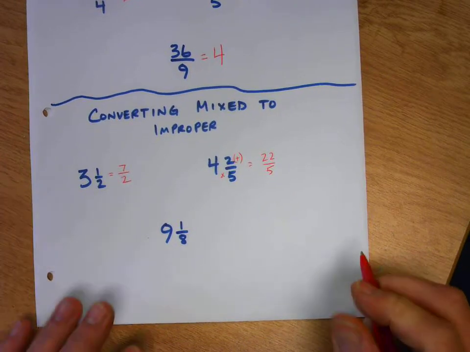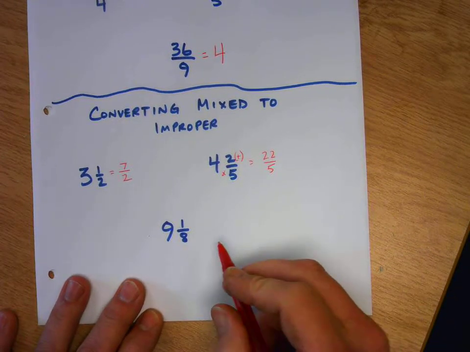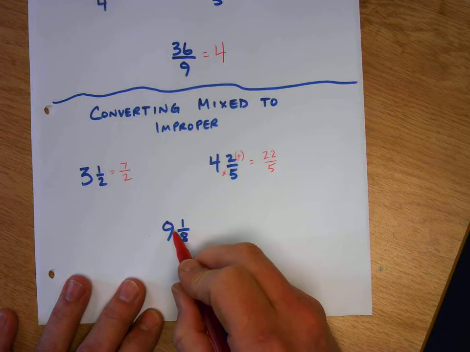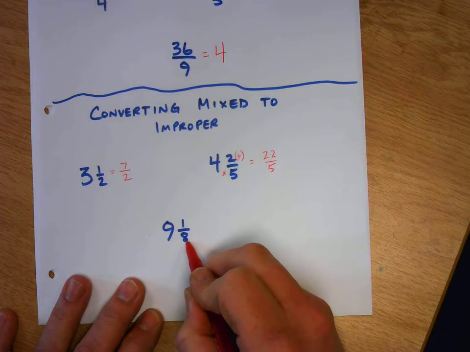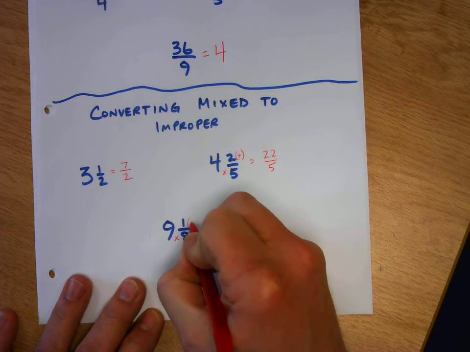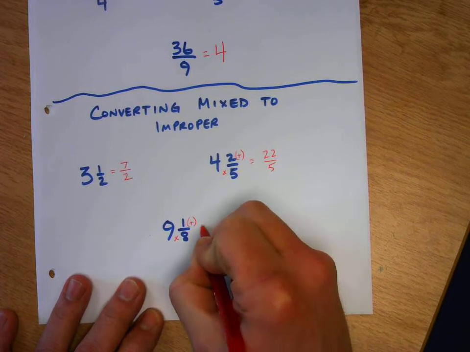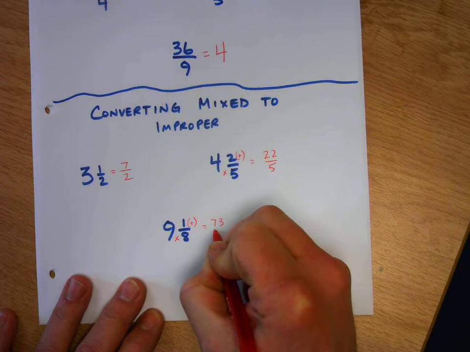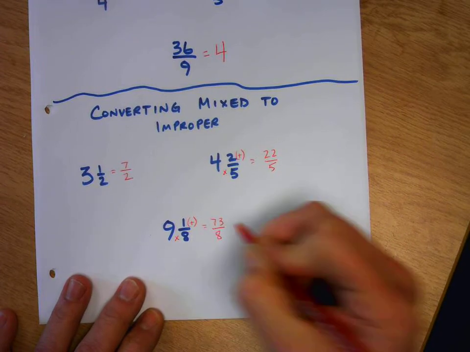And for our last example, 9 1/8, we have 9 full boxes with 8 parts each. So that would give us 72, plus the 1 extra would give us 73 over 8.